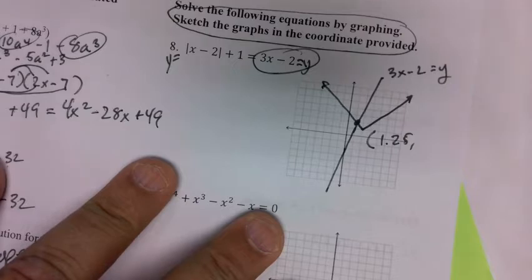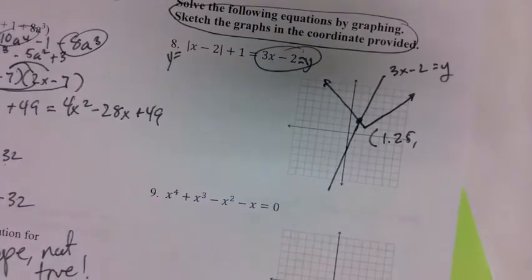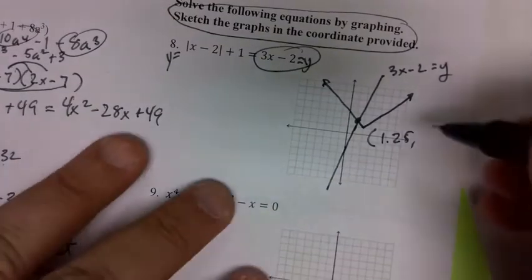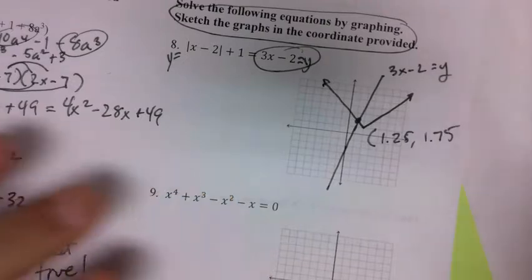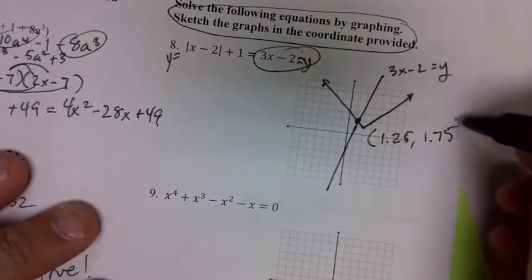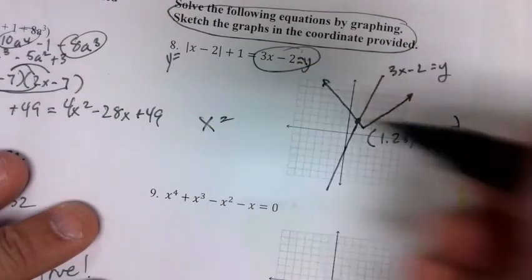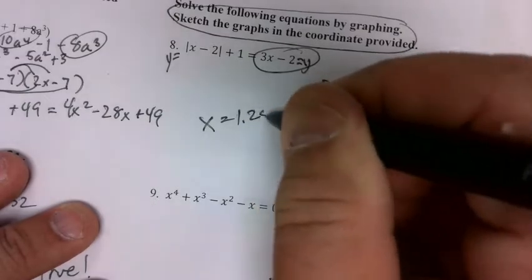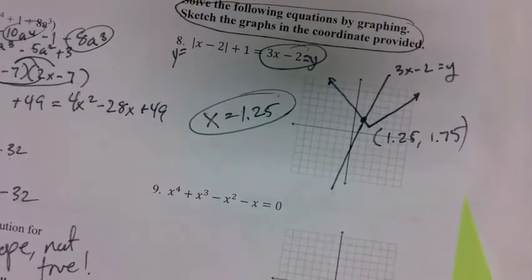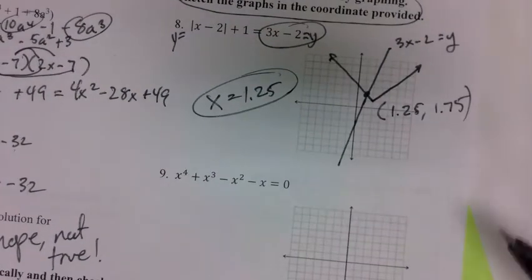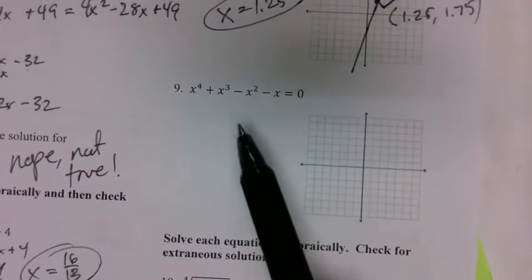1.25. Oh, I lost it. 1.75. Okay, that's not the answer. Your answer is x equals this 1.25 because it's where x equals that. It's the x value of that. Okay, now I've got this.